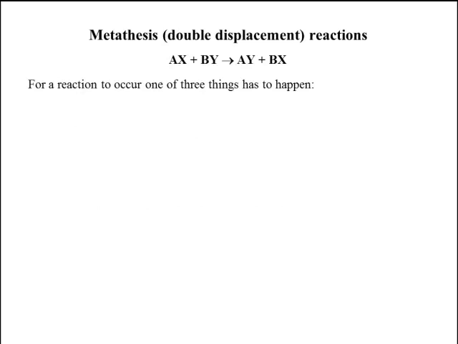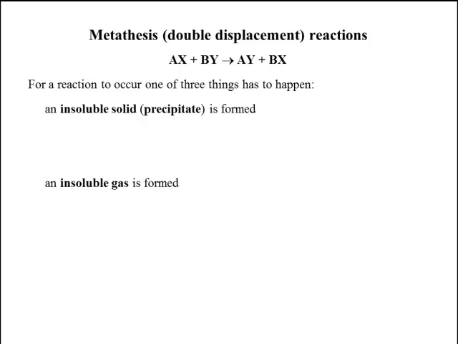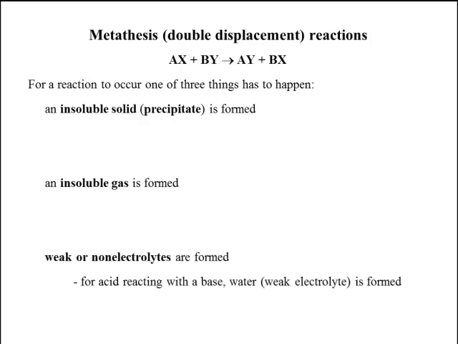So in a double displacement reaction, if we start with AX plus BY, A being a cation, X being an anion, B being a cation, Y being an anion, and those are reactants, when we form our products, we're just going to switch the anions around. When we do that, we form new compounds, but in order to have a reaction occur, we need to have one of three things happen. We need to form an insoluble solid, or a precipitate. That'll involve precipitation reactions. We'll form an insoluble gas, or we'll form weak or non-electrolytes.